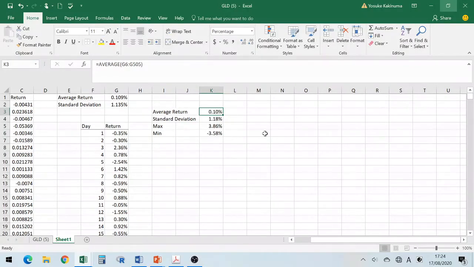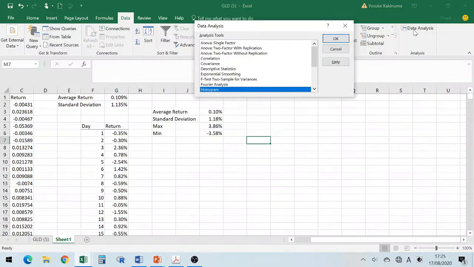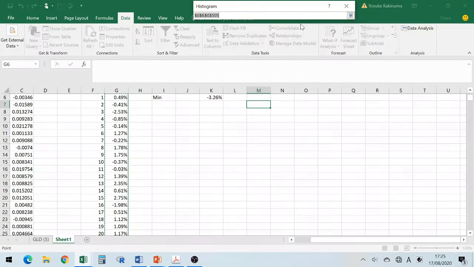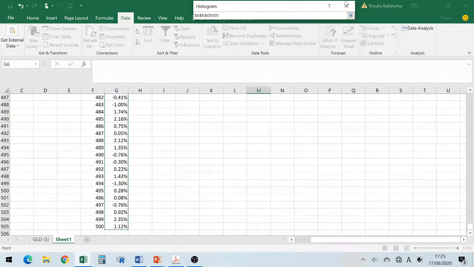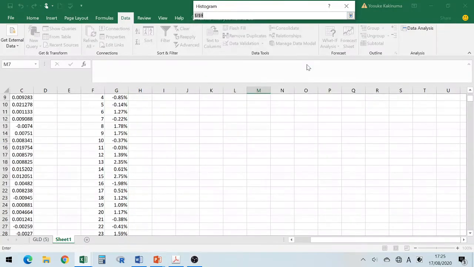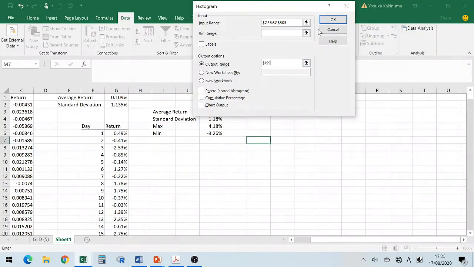All right, so what I will do next is I want you to go to Data, then Data Analysis, and select Histogram. Here, Histogram, and say okay. The input range is going to be this simulated return. Then just keep the bin range blank. For the output range, just select anywhere over here. Then say okay.